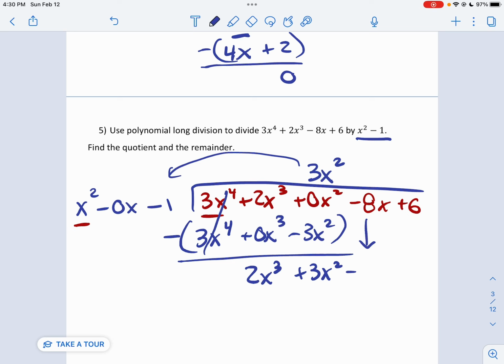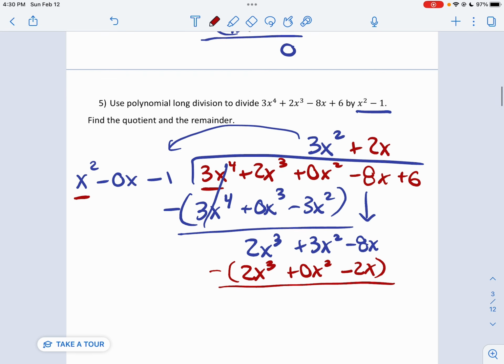I bring down the next term. So now I say, all right, does x squared divide into 2x cubed? It does, with a plus 2x. Now I multiply that by what's on the outside. That's 2x cubed plus 0x squared minus 2x. I'm going to subtract this entire thing. When I do, these cancel. I have 3x squared minus 6.